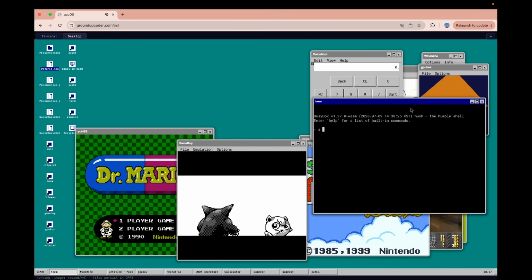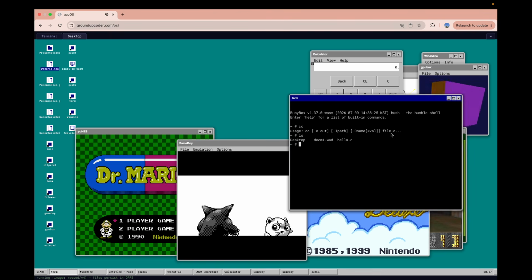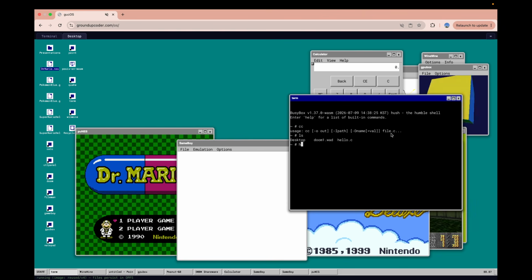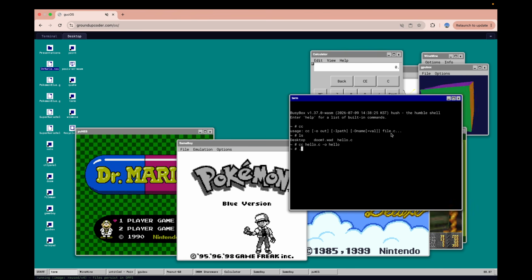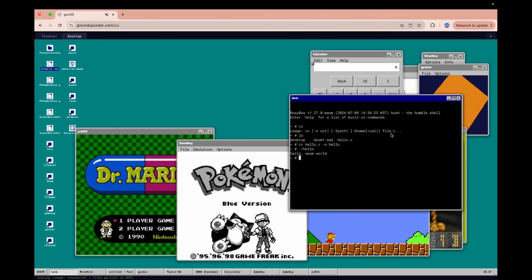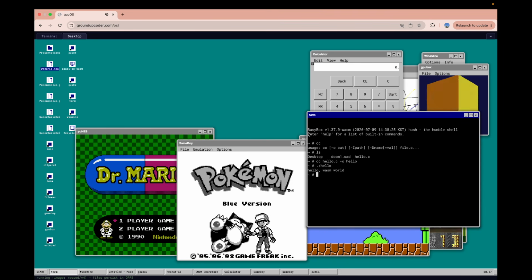Oh, and then one other thing is that you can use the C compiler inside the OS as well. So if you do cc hello.c hello, you can run hello. Anyway, yeah.